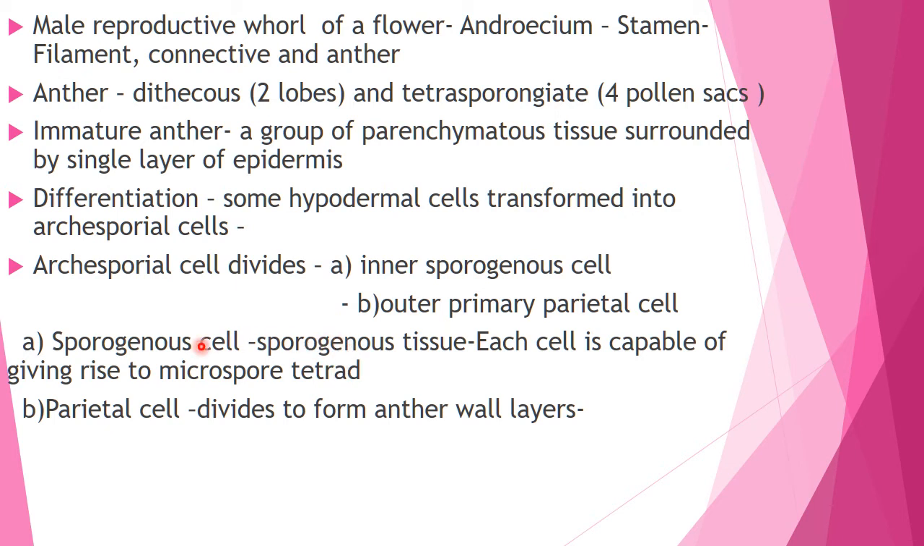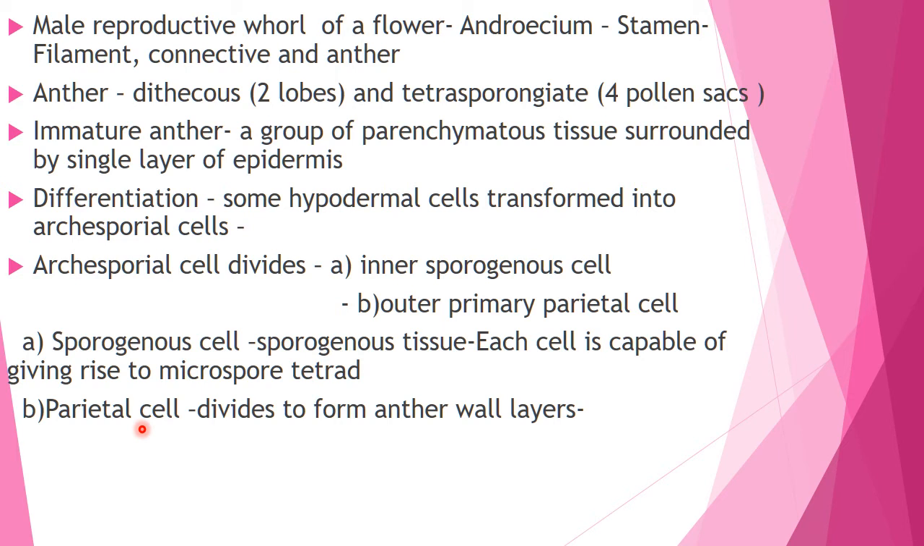A sporogenous cell will multiply to form a sporogenous tissue. Each cell in this sporogenous tissue will be capable of giving rise to a microspore tetrad. Tetrad means which contains 4. Four gametes or cells, whatever, it will be 4. So from each cell there will be 4 cells forming. That is why it is known as a tetrad.